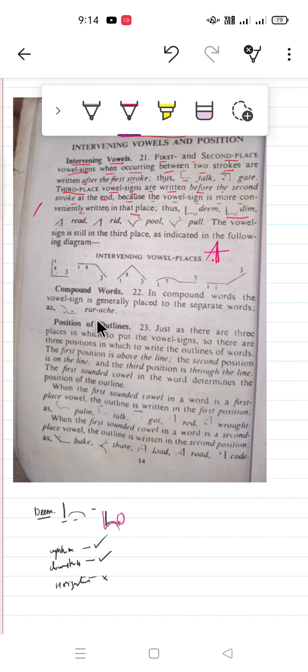Now we'll see compound words. Compound words means there will be two words, like sometimes one word will come, a hyphen will come, again another word will come. So these hyphens are like intervening, dividing two words. We should not divide these two words and write.